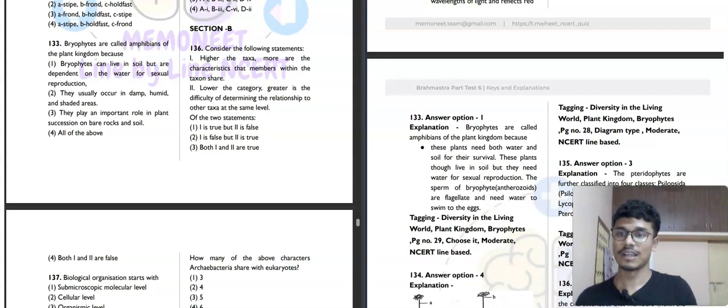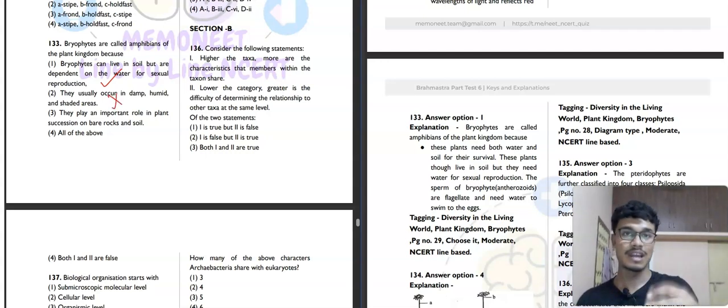It is saying bryophytes are called amphibians of the plant kingdom. Why? Bryophytes can live in soil but are dependent on water for sexual reproduction. Absolutely correct, because you know that for sexual reproduction the gametes need water to occur. They usually occur in damp, humid and shaded areas. That doesn't make any sense for them to be called amphibians.